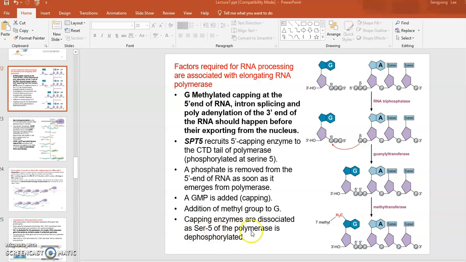And then serine 5 of the RNA polymerase is dephosphorylated after that. So that's the methylated G capping of the 5' end. That's what it means. So you may wonder, why does that happen?